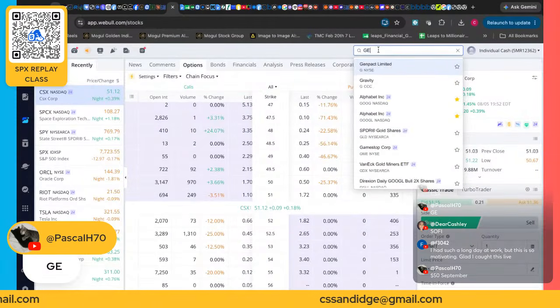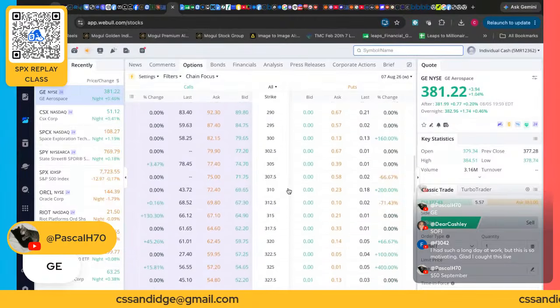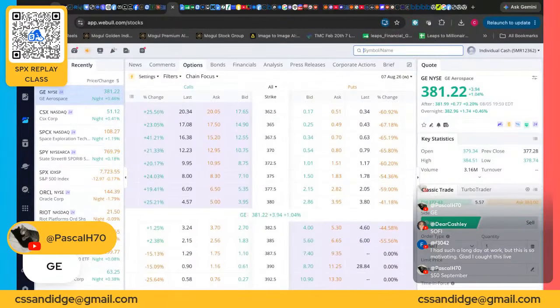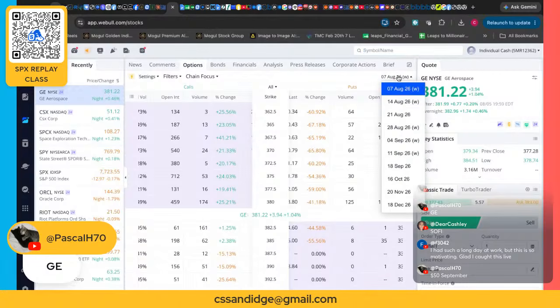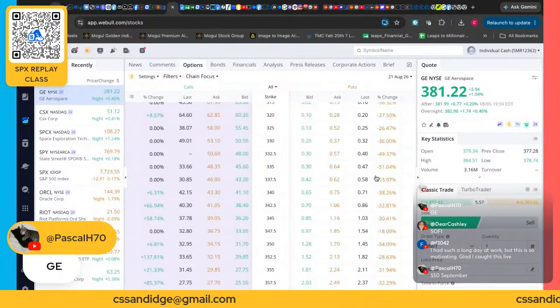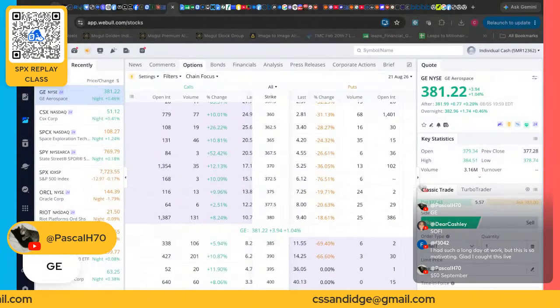So let's look at GE. And we can look at weeklies and a few of the monthlies. This is going to be pricier for most folks, and then I don't really like the chain because it's thin just because of the price. So go out to that monthly. Yeah, it's too costly. I wouldn't touch GE.